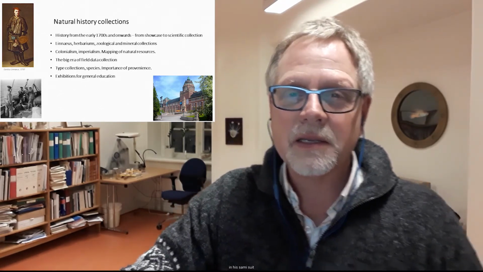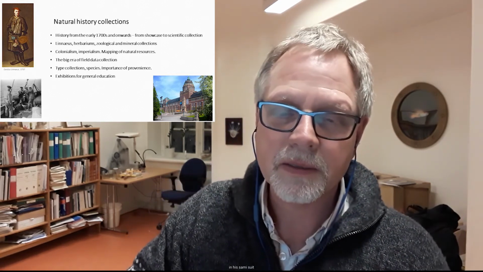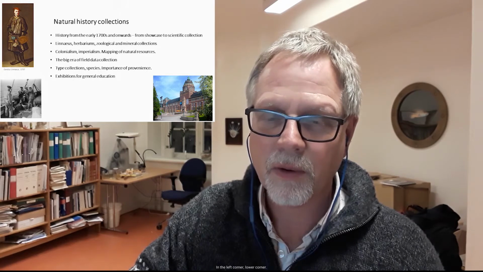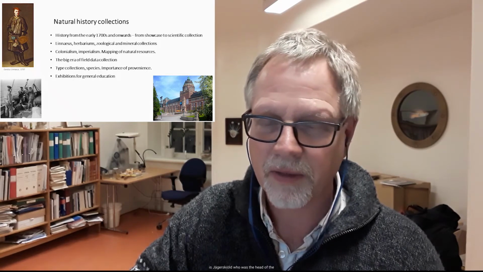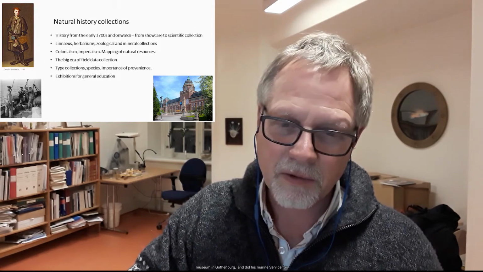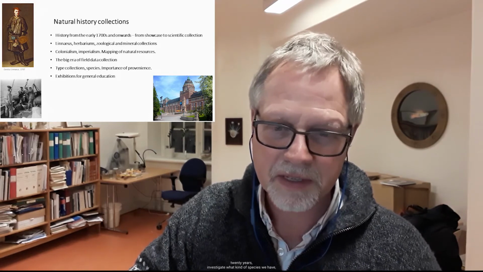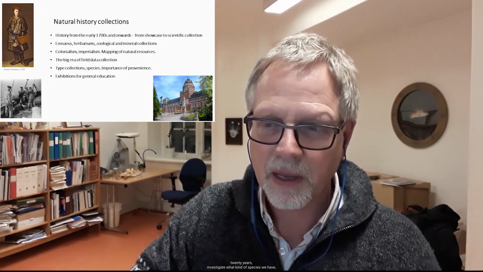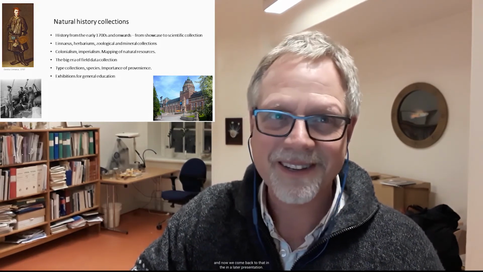Yeah, and you see here is Carl Linnaeus when he was young, in his Sami suit. In the lower left corner is Jägerskiöld. He was the head of the museum in Gothenburg when he did his marine surveys for almost 20 years, just to investigate what kind of species we have. And I will come back to that in a later presentation. Next slide here now.